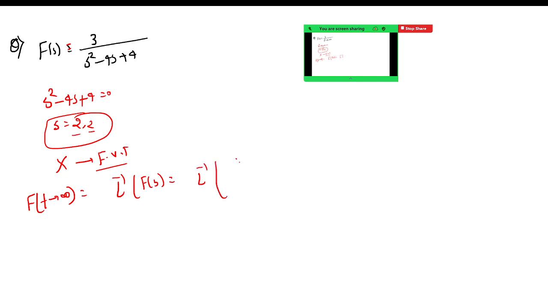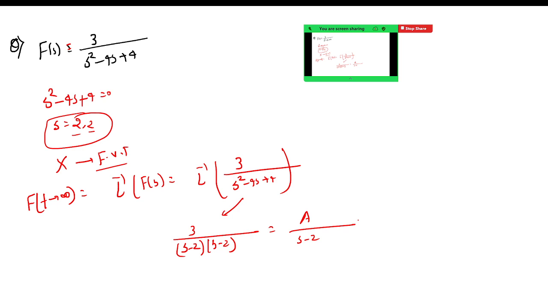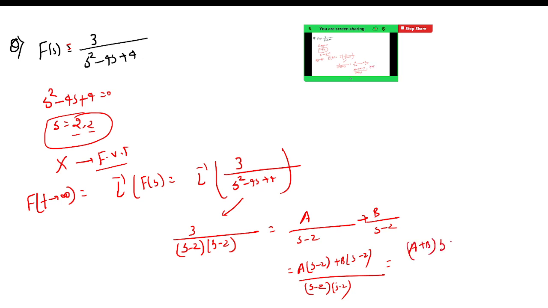So that is equal to the Laplace inverse of, again, the basic things that I have told you, 3 upon s square minus 4s plus 4. Again, you have to convert this into partial fractions, that is 3 upon (s minus 2) into (s minus 2), and that is equal to A upon s minus 2 plus B upon s minus 2. So again, I'll substitute, and that will be equal to A plus B into (s minus 2), divided by s minus 2 and s minus 2.